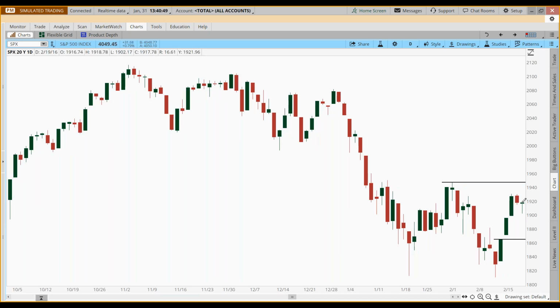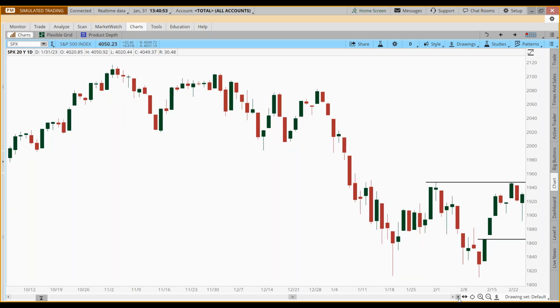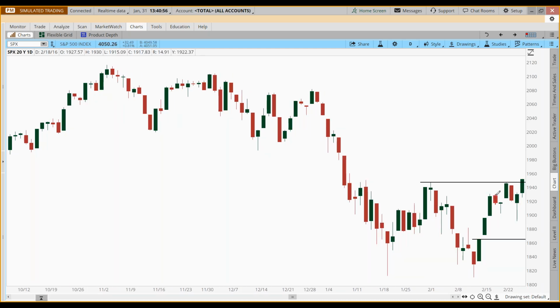Notice how price was coming back. People start panicking and everything. But the one thing I know is what? That we are dealing with a right side that should make it to the top.